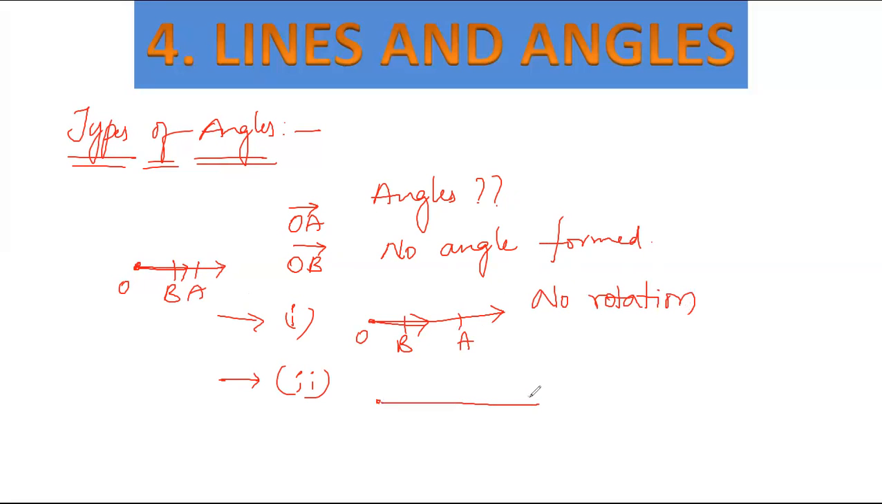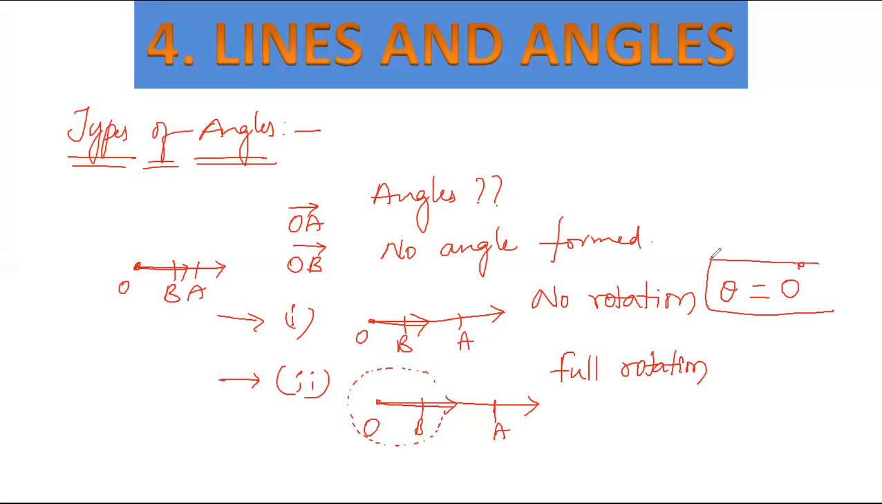Otherwise, in second case, I can consider like this. OA ray is fixed, but OB ray is rotated anti-clockwise direction till it comes back to its original position. So here we say full rotation is done. So in first case, no rotation means angle theta is equal to 0 degree. In second case, full rotation means theta is equal to 360 degree.